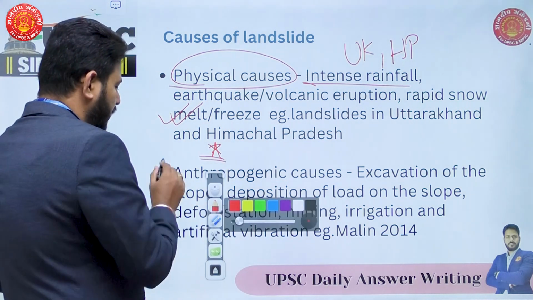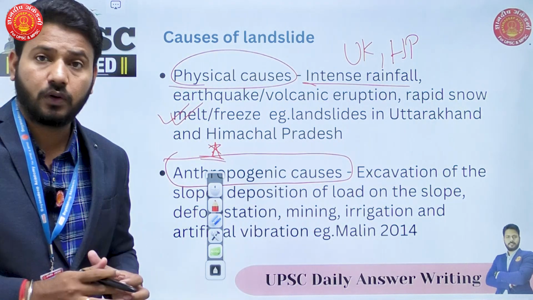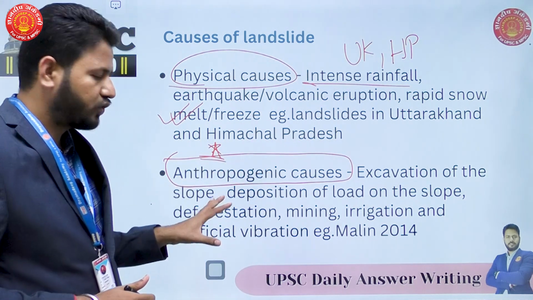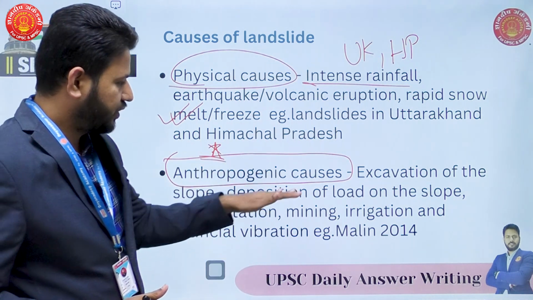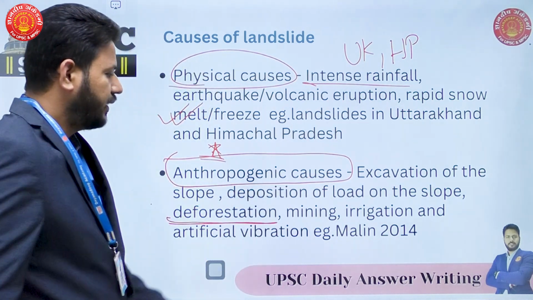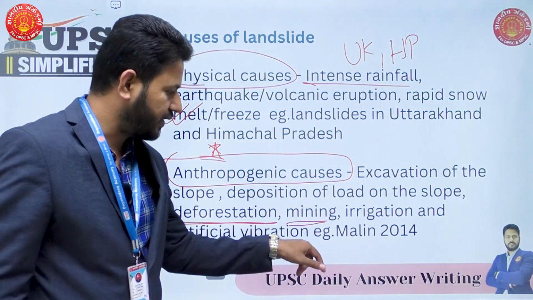Now, the most important reason is the anthropogenic causes. What are the man-made causes because of which landslides happen? So, excavation of slope, very important. Deposition of load on the slopes. Deforestation, the most important reason. Mining, another important reason. Irrigation and artificial vibrations.